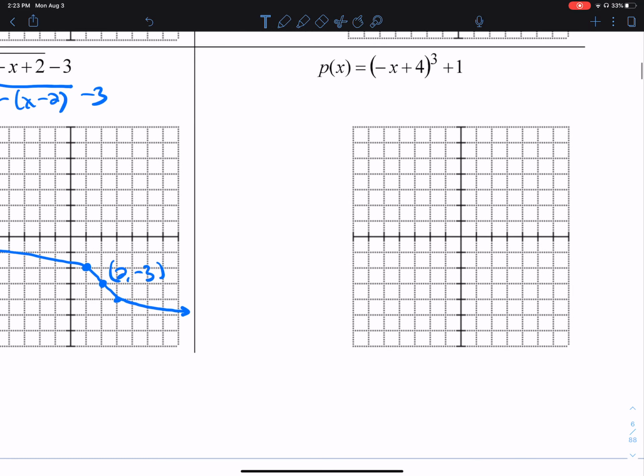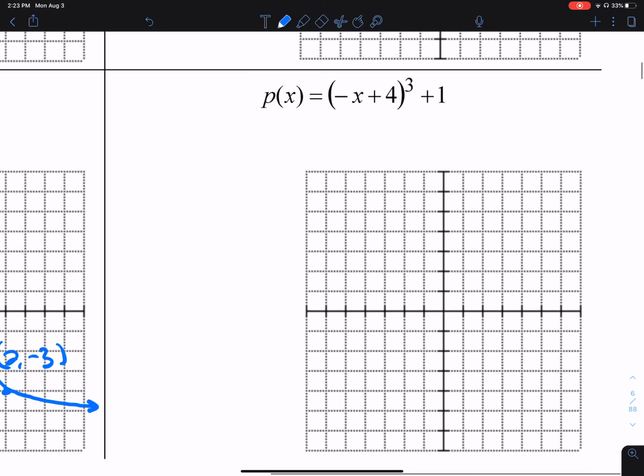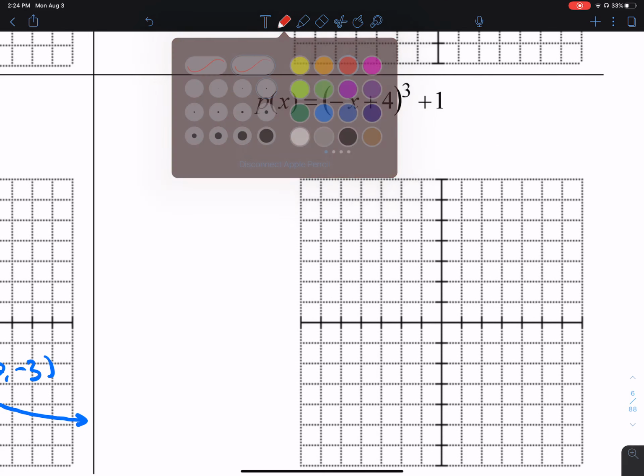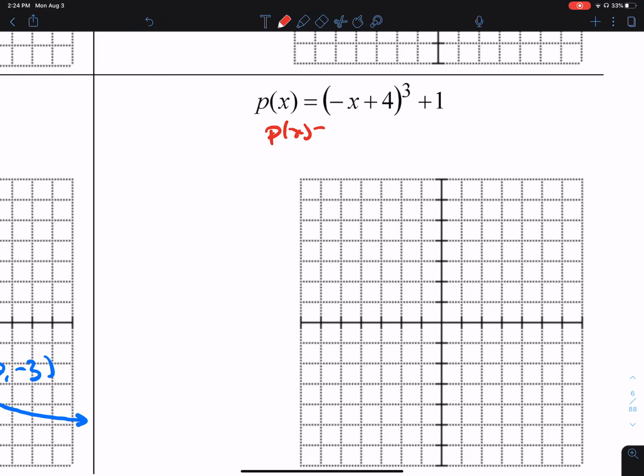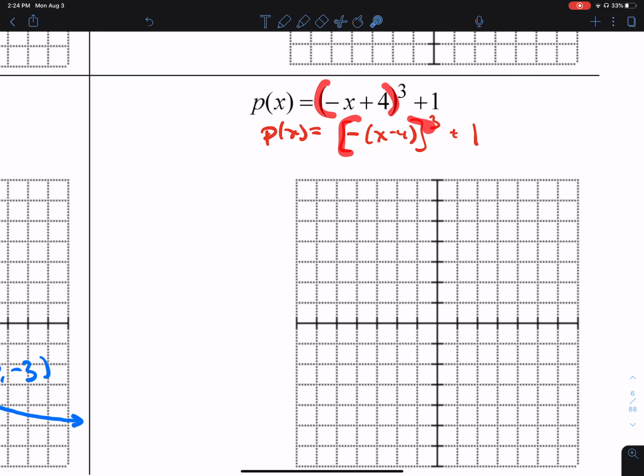P of x, once again, we really need the coefficient of x to be positive. Positive 1, as a matter of fact. So let me factor the negative out. I changed these parentheses to brackets just for visual effect. You can have those brackets as well. It's just harder for me to see when I do that. Not literally, but emotionally, it's hard for me to see.